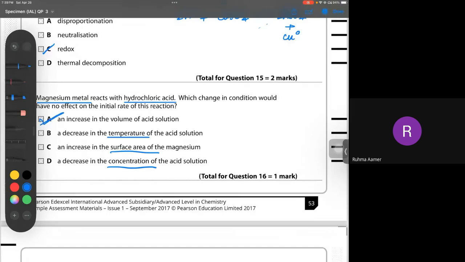If you change the volume of the acid solution, there will be no effect on the rate of reaction. If you increase or decrease the concentration, then the rate of reaction would change. But if you change the volume, it would not have any effect on the rate of reaction.